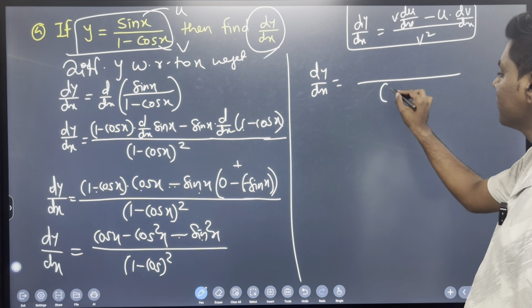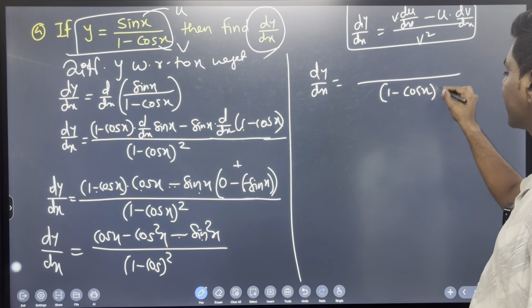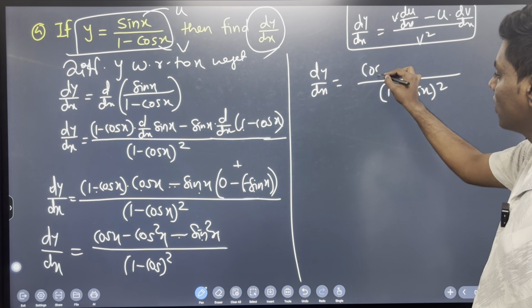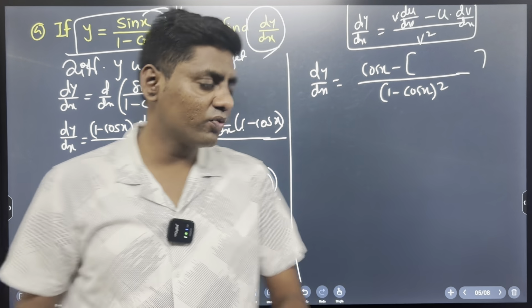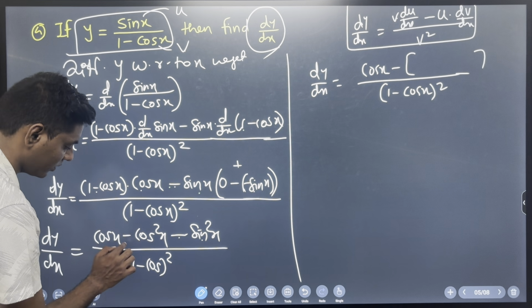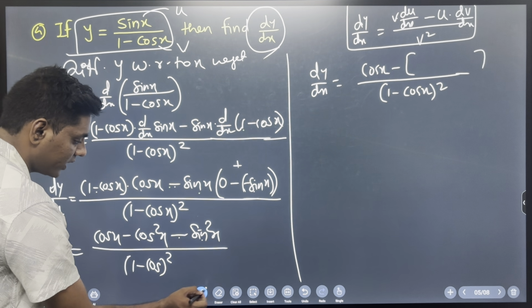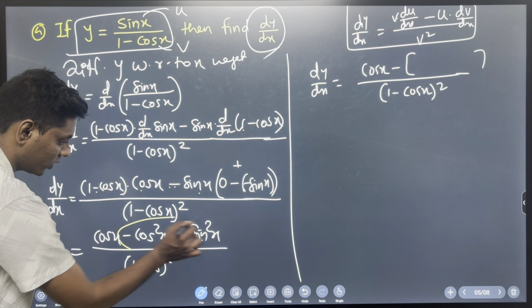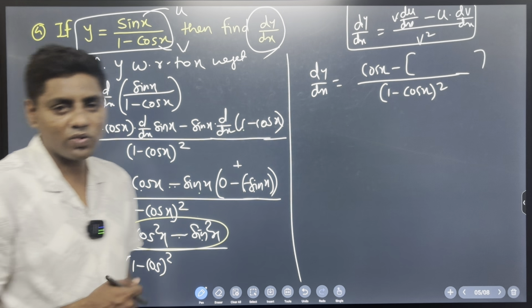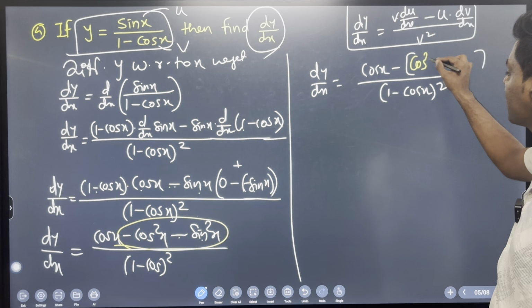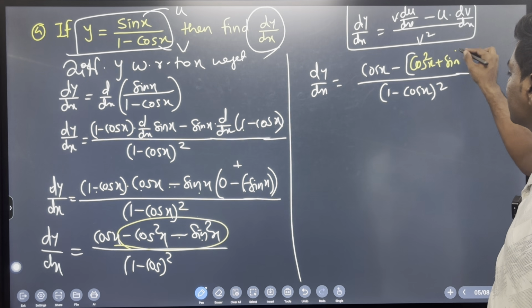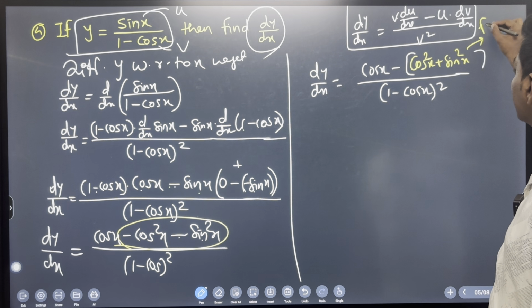Next step, denominator same, 1 minus cos of x bracket square, then cos of x taking minus sign common. So once we take the minus sign common from the numerator, these are the two terms. Whenever we take the minus sign common from both terms, what is remaining? Cos square x plus sin square x. That is our fundamental identity. Cos square x plus sin square x. Now our fundamental identities.